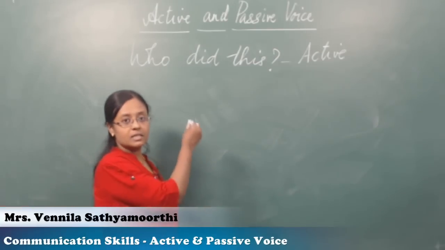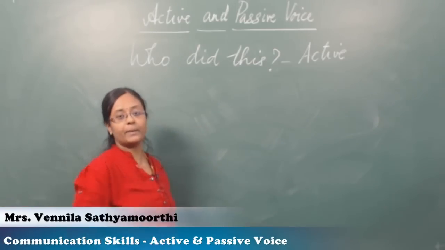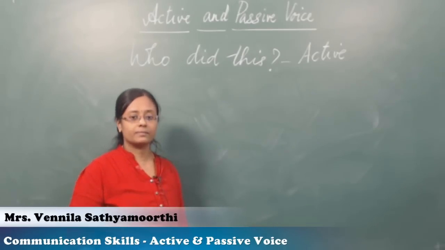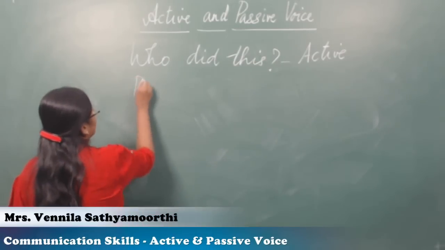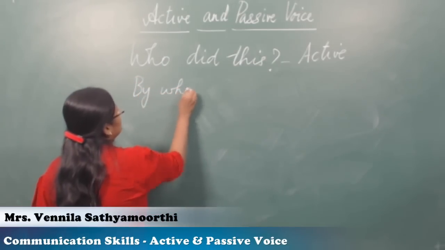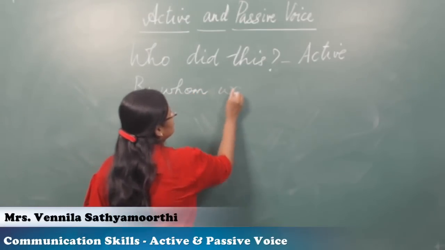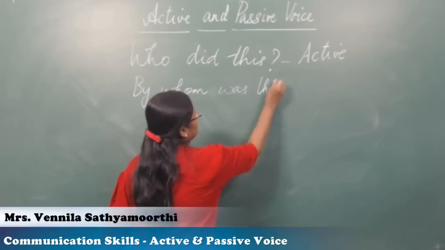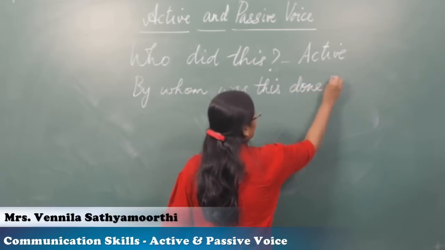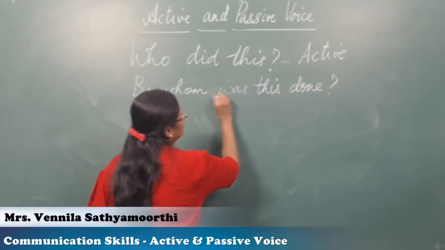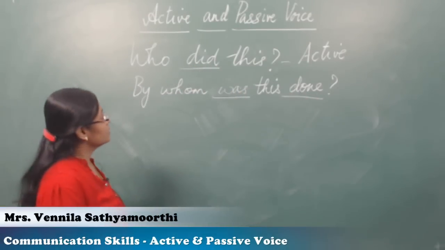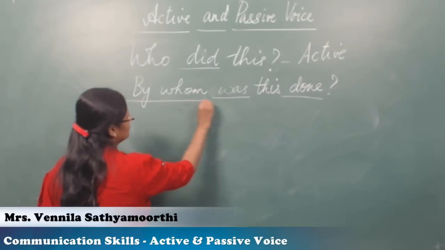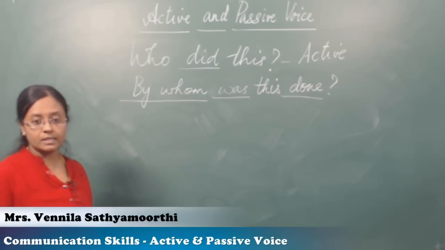Now come back to this. "Who did this" is in the active form. What will be the passive voice for this question? By whom was this done? Right? "Was". Why? Because it's past tense. Do, did, done. You see, "by whom" you bring to the beginning of the sentence.